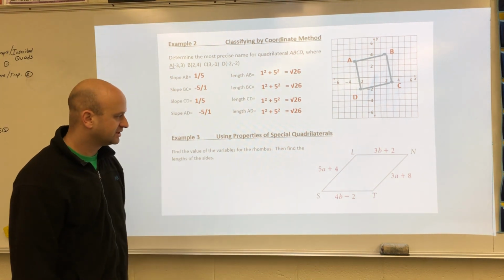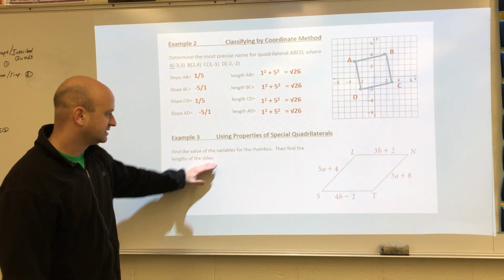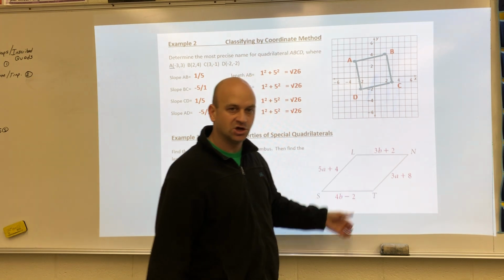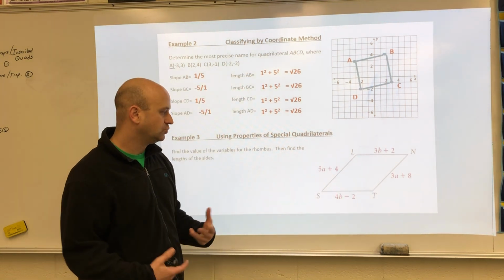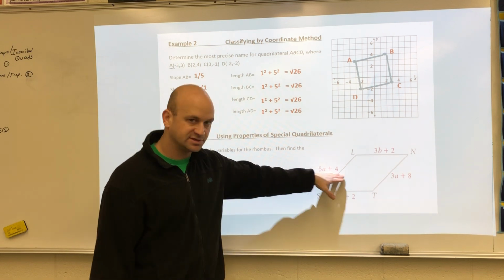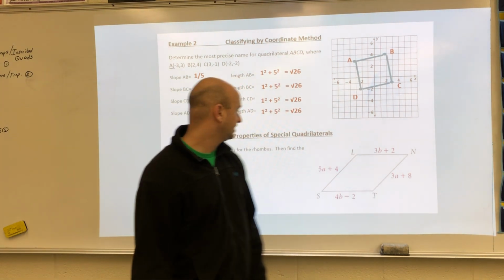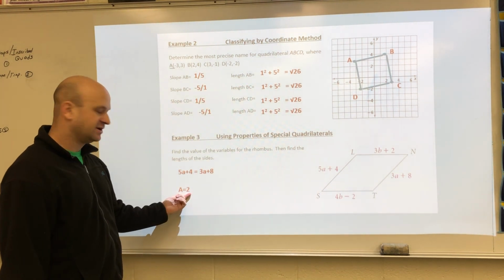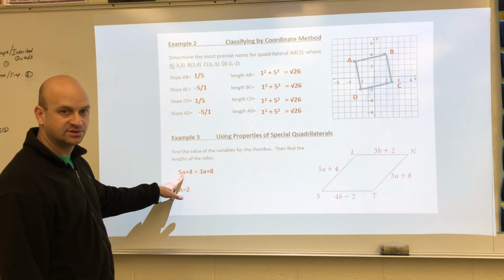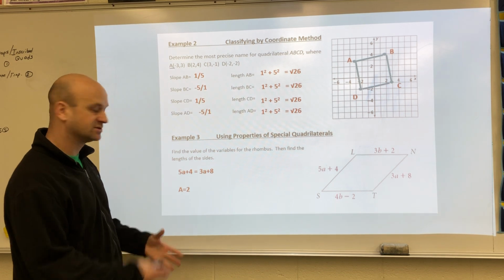All right, here's an example that's not graphed. And in this case, they tell us it's a rhombus. So knowing the properties of a rhombus, opposite sides are parallel and congruent, we can solve this. The first one here would be 5a plus 4 is equal to 3a plus 8. We have the answer for the variable is 2, and then we plug it back in. So 5 times 2 is 10 plus 4 is 14. So the length would be 14.